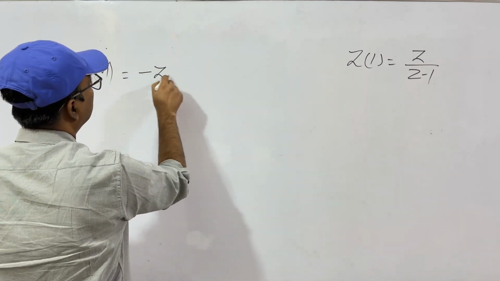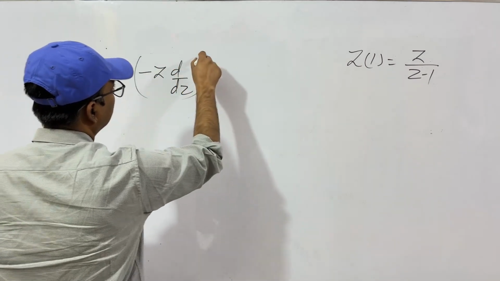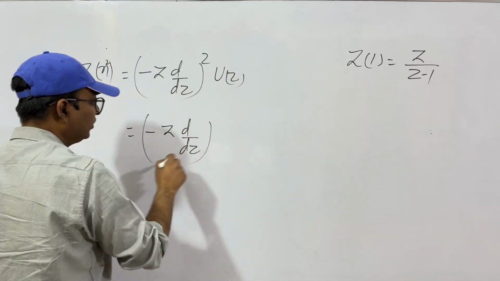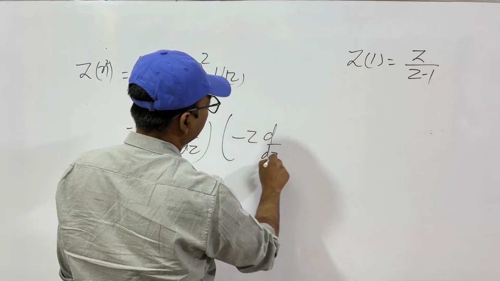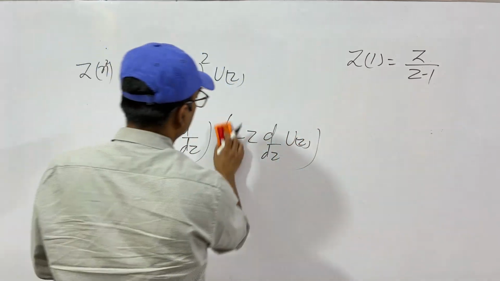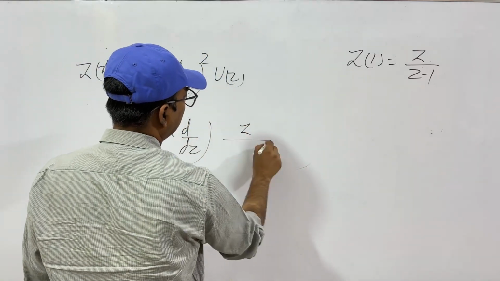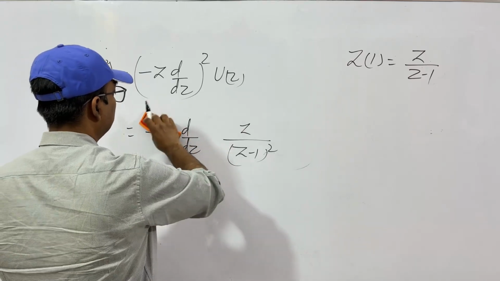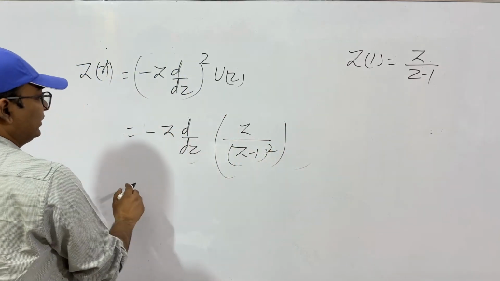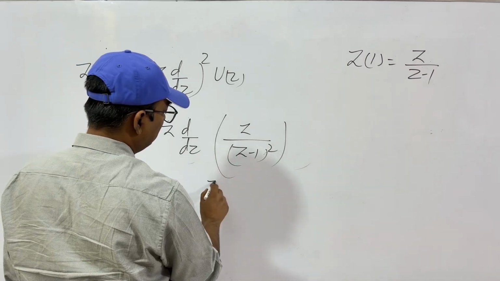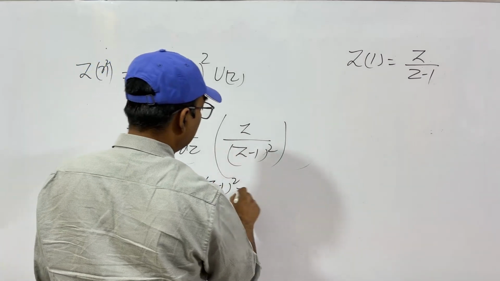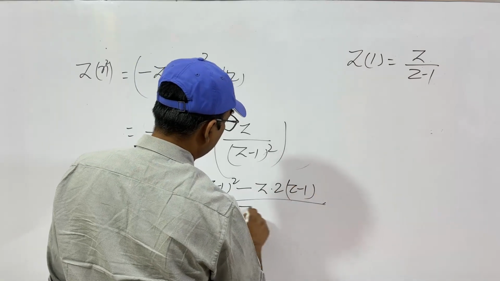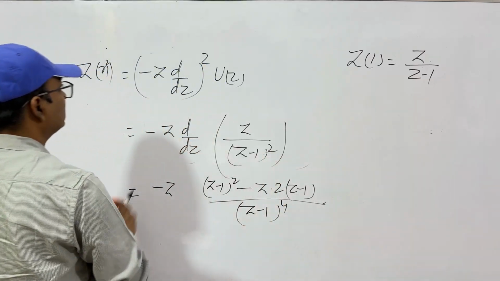Now let's say we have to find z of n square. What will we do? I told you, z of n square is minus z d by dz of minus z d by dz of uz. We just did it, and we got z by z minus 1 square. So we have to find the derivative of this. It will be minus z, then z minus 1 square, and dz minus z into 2 times z minus 1, and this will be z minus 1 to the power 4. Oh, sorry, 4, it is already square.